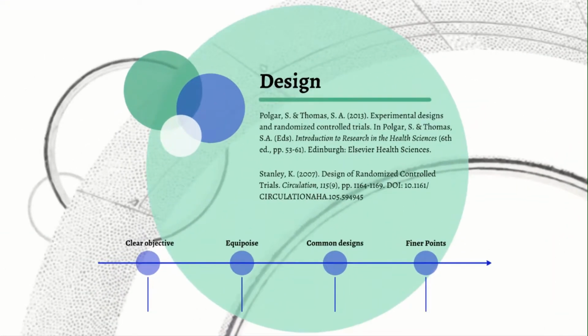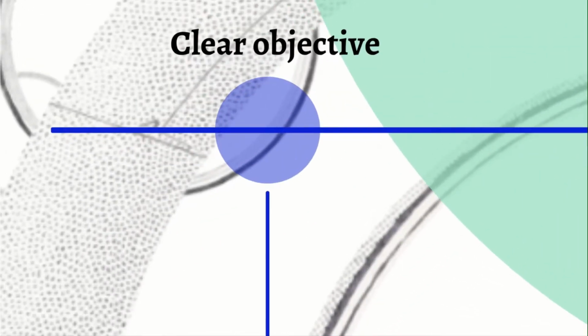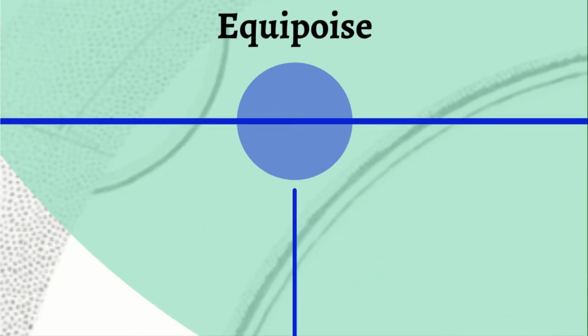A randomized controlled trial is a study designed to answer hypotheses around the effectiveness of interventions. To be able to design an RCT of good quality, the objective needs to be clear and concise. Stanley recommends that only one main study objective is to be focused on. The study needs to be ethically designed.